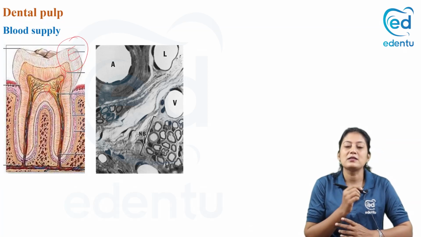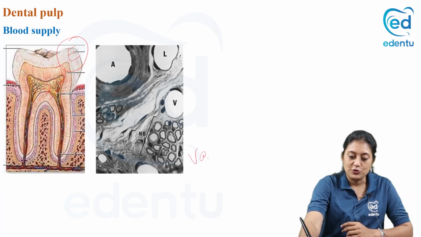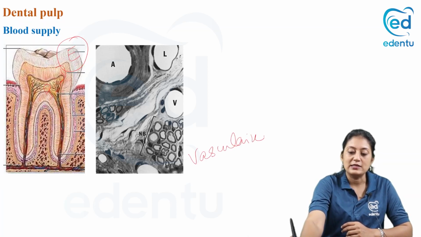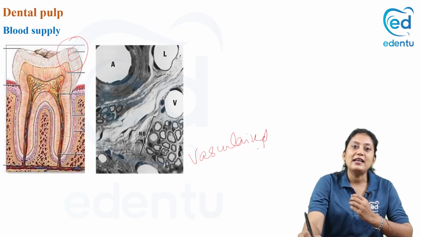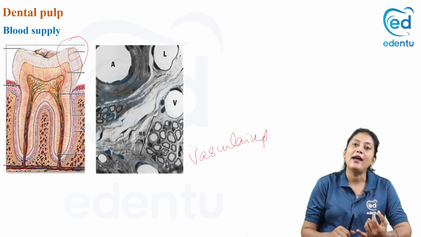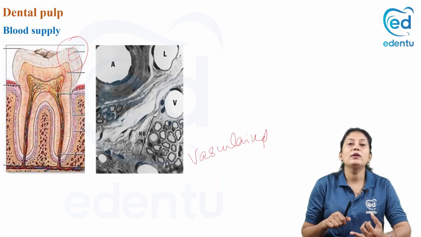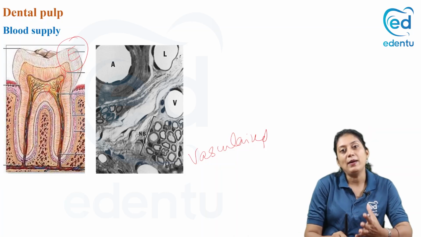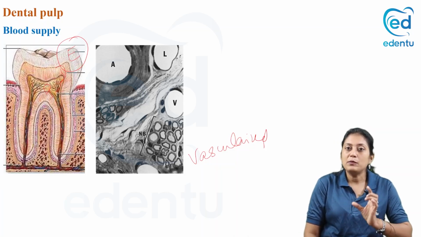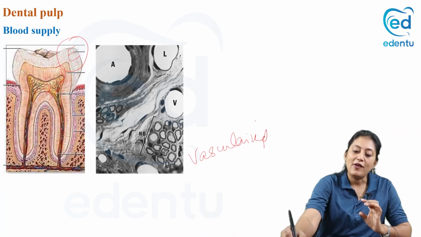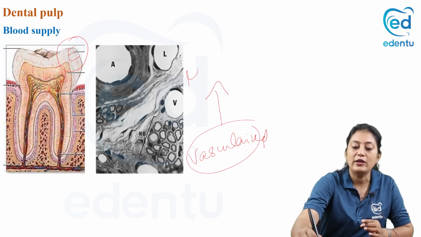That is because pulp is vascularized tissue. It has blood vessels, whereas enamel and dentin are avascular. You don't have blood vessels in enamel, you don't have blood vessels in dentin. Only pulp has blood vessels. And please remember a basic concept: only vascularized tissue can undergo inflammation.